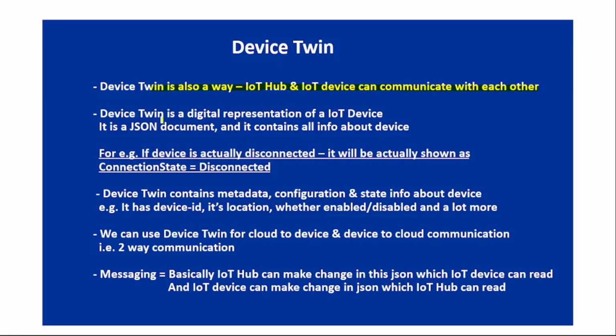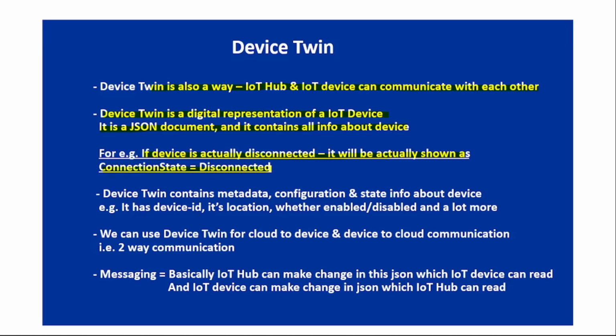Device twin is a digital representation of an IoT device. It is a JSON document and it contains all the information about the device. So for example, if the device is disconnected, it will be shown as connection state equal to disconnected in that device twin JSON.